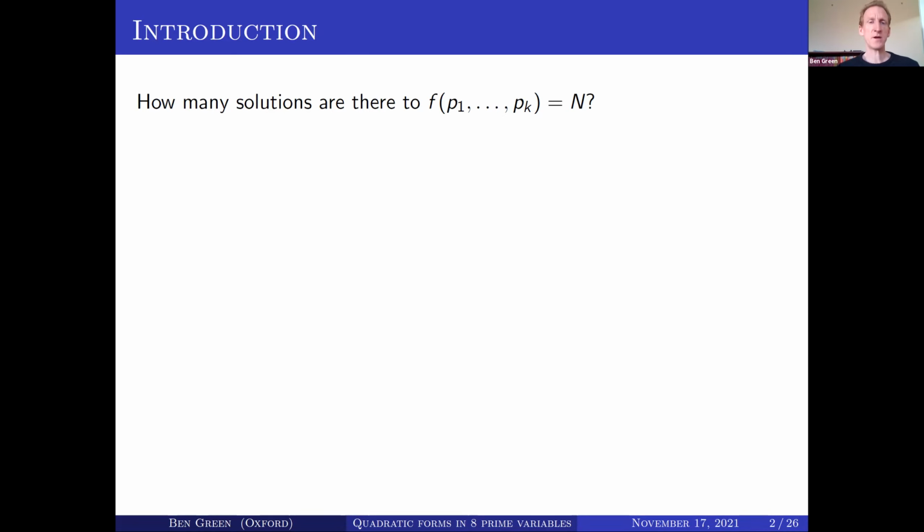Now, the most general form of the question would be this: how many solutions are there to f of p1 up to pk equals n? Here f is going to be some polynomial in k variables, and maybe n is fixed and you want to count the number of solutions to this equation in primes, either full stop or inside some box. So f is a fixed polynomial, think of the number n as fixed, and we want to count solutions in primes.